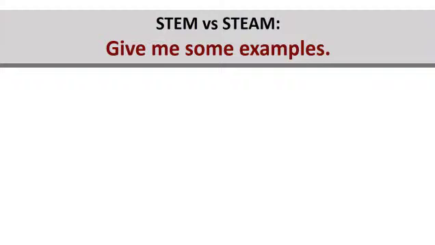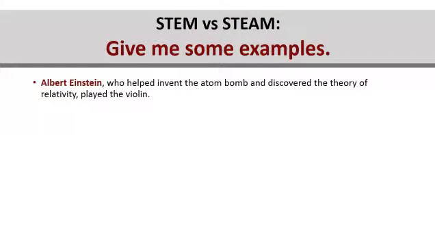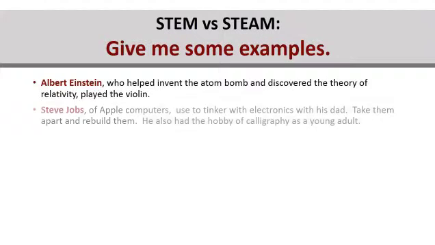Give me some examples, you say. Who are some of these important people and what are some of the artistic outlets they have? Well, Albert Einstein, who helped invent the atom bomb and discover the theory of relativity, would play the violin on a daily basis. Steve Jobs of Apple Computers used to tinker with electronics with his dad. They would take them apart and rebuild them. He also had the hobby of calligraphy as a young adult.